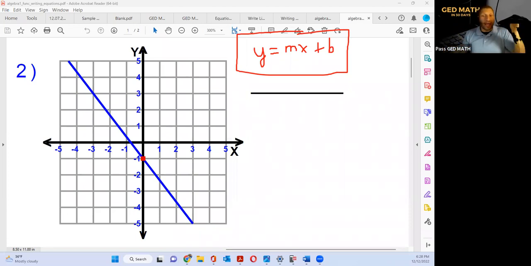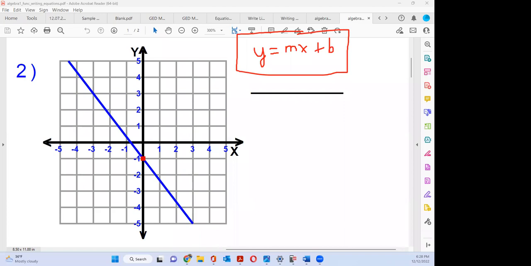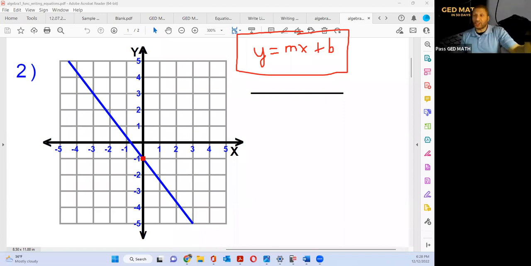So what I would say is identify if it's positive or negative, identify the y-intercept, identify the slope, rise over run, and then give your equation of the line. Why? Because if you know those steps, you're saying in your mind all the things you need for the equation of the line. If any question asks you for the equation of the line, you know you need the slope and the y-intercept.